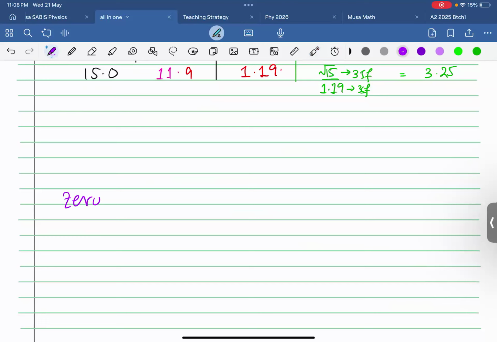So, zeros that cannot be significant. Let me help you out with an example. If I have 01 or 015, like the way you used to write vernier values, you put 0 in front. That 0 is not significant. This is the first case.